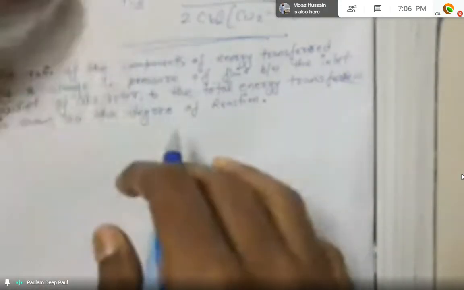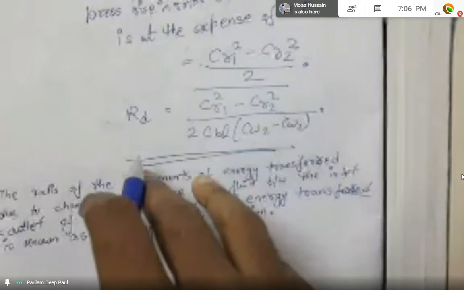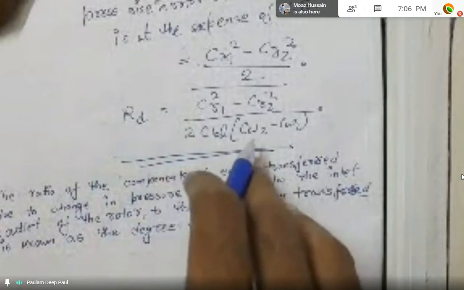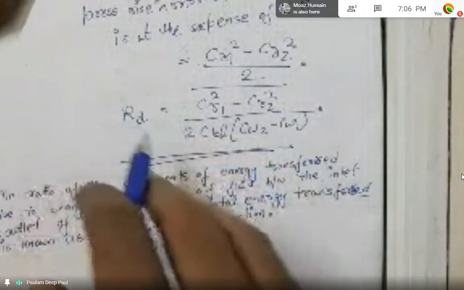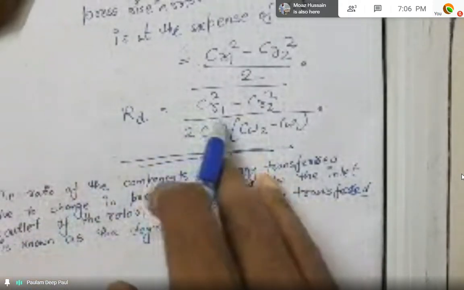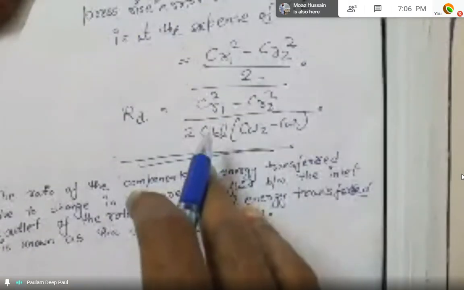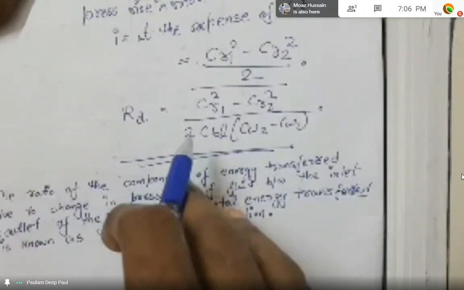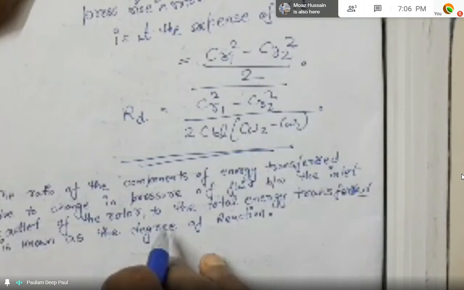Now, I have already written the formula for the degree of reaction, as you can see here: Rd equals Cr1 square minus Cr2 square upon 2 Cbl multiplied by Cw2 minus Cw1. Previously I have shown you the relations of Cw2, Cw1, Cr1 and Cr2 along with Cbl from the velocity triangles, so we can derive different expressions for it. We are just going to do that right now.